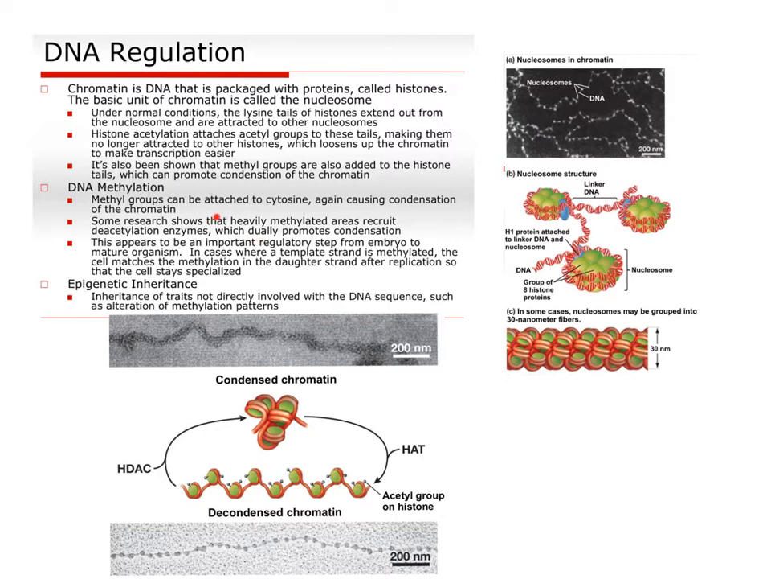Another thing that you can do is add methyl groups. You can attach methyl groups to cytosine, which also will cause the DNA to coil itself up. Methylated DNA will look more like this, or like this. There's the condensed chromatin as well. Some research shows that some heavily methylated areas will recruit deacetylation enzymes as well. So if we methylate the DNA, enzymes also get attracted to that area to pull off the acetyl groups from the histones, which causes condensation. And again, you can see that here. Here's decondensed chromatin, here's condensed chromatin that you are seeing there.